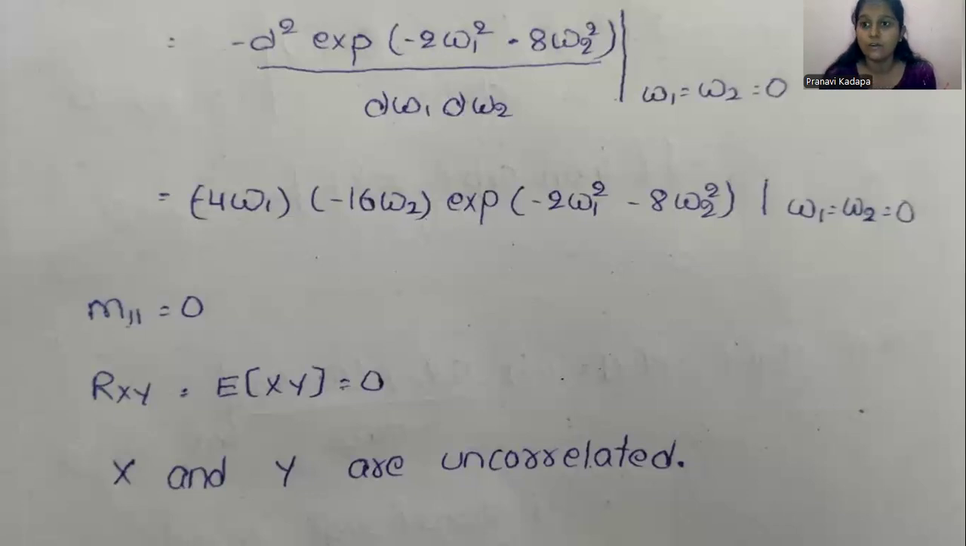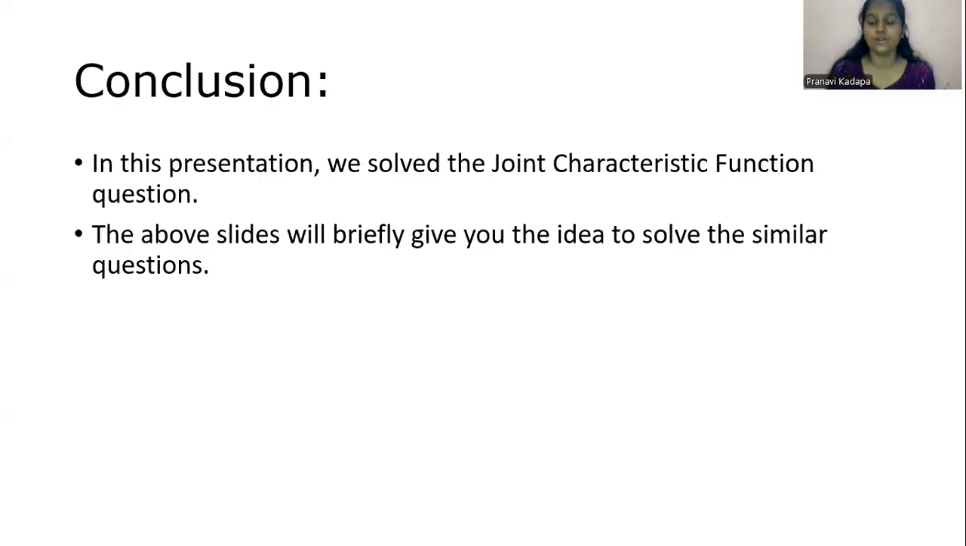Now we know that if E of XY equals E of X into E of Y, then the two random variables are uncorrelated. So the conclusion from this presentation is that we solved the joint characteristic function question, and the above slides will briefly give you the idea to solve similar questions. And thank you.